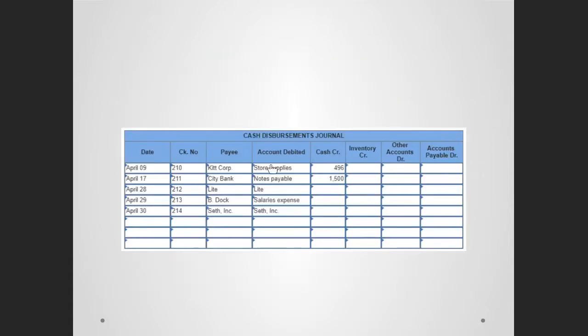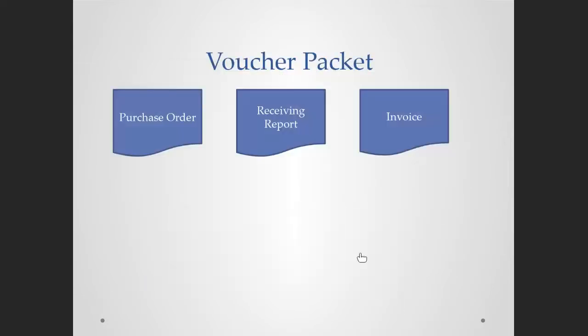Again, coming back to this, if I have a payment to this supplier, then I would have a voucher packet. Voucher packet should show 496. Receiving report should show 496. Invoice should show 496. Beautiful. I am satisfied it happened. Clear? The purchase order, receiving report, and invoice.